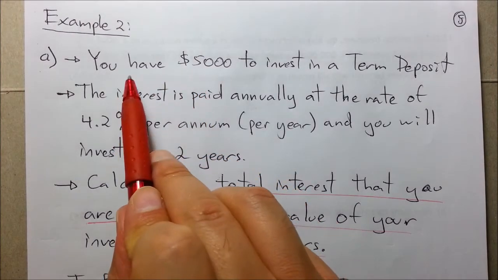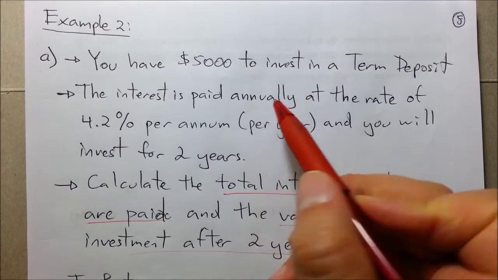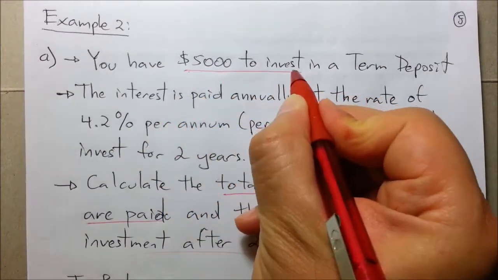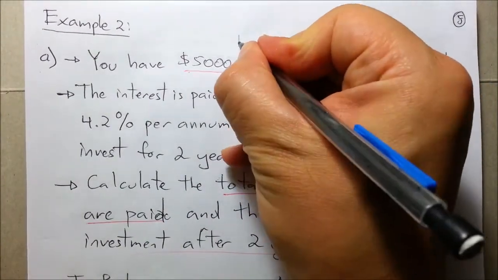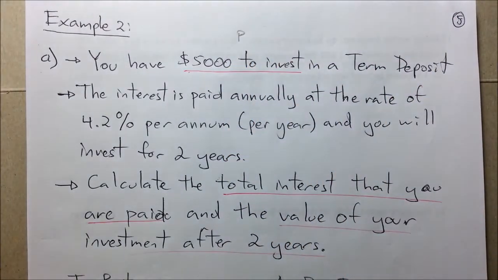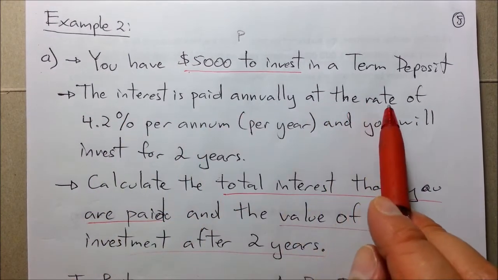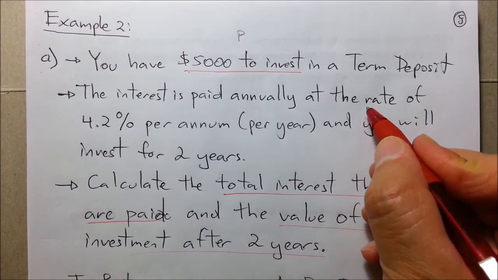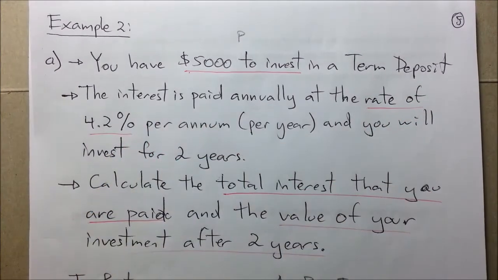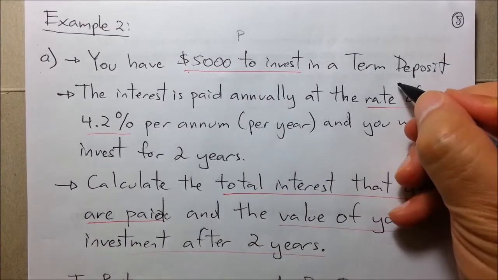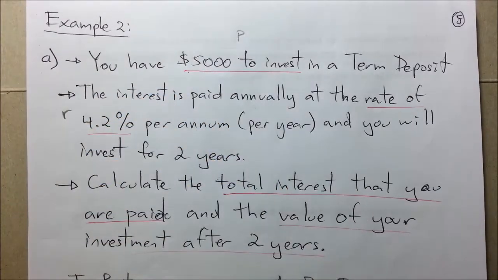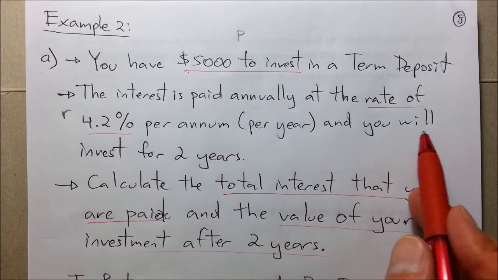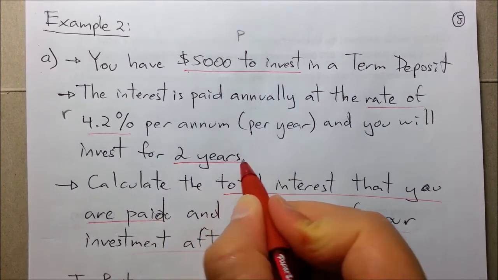So let's collect our data. First, you have $5,000 to invest. Right there we see the word invest. This will be our principal, our initial amount. So let's put a little P there. The interest is paid annually at the rate of 4.2%. So which variable is that going to be? Well, this is the interest rate, so let's put R here as a reference. And it says per year, and you will invest for 2 years.